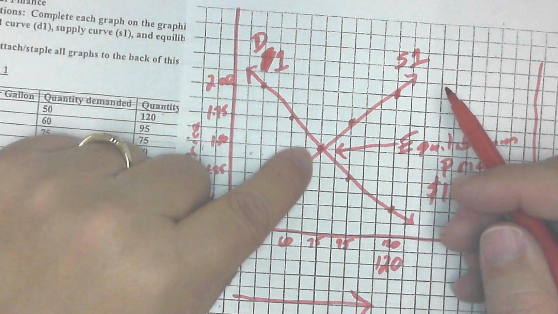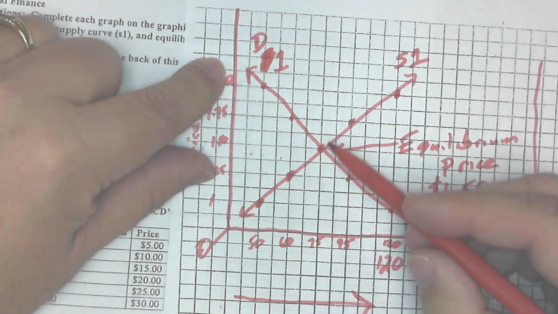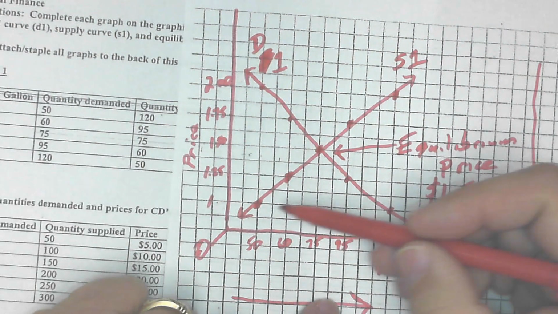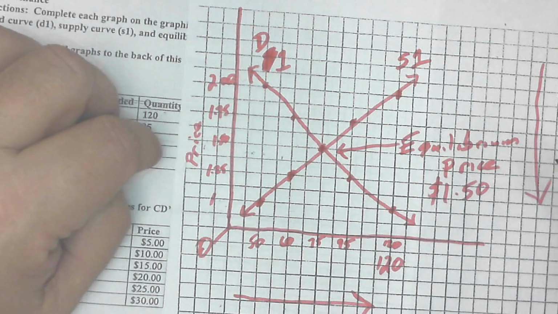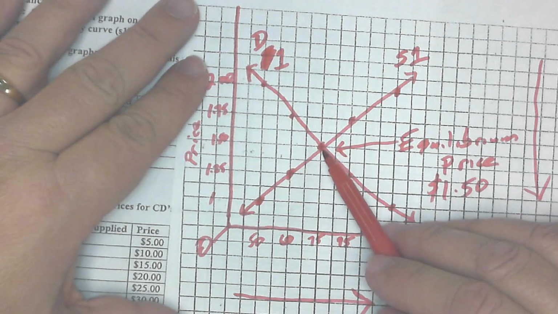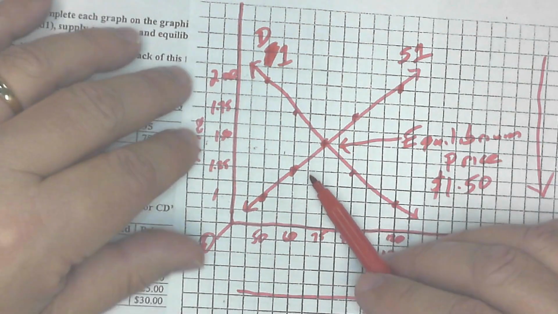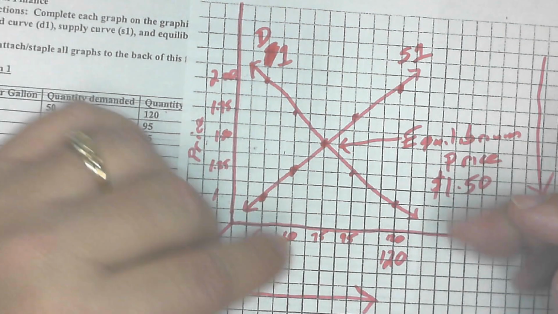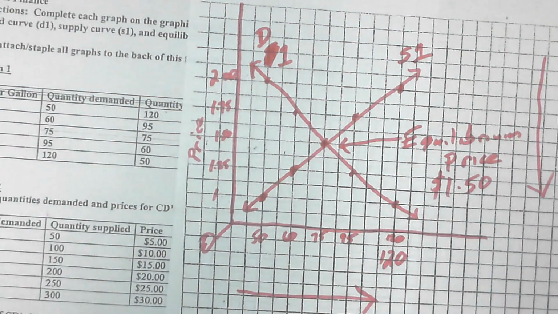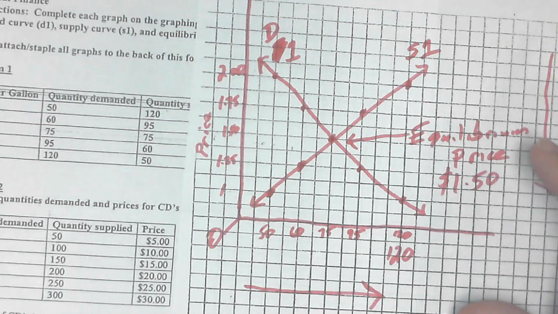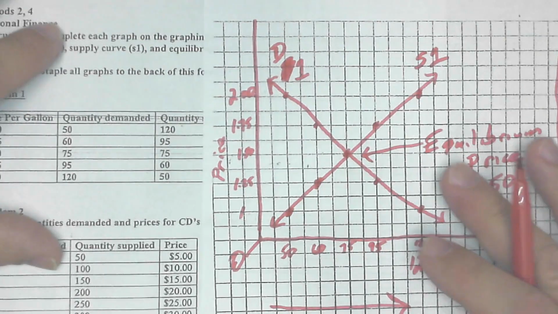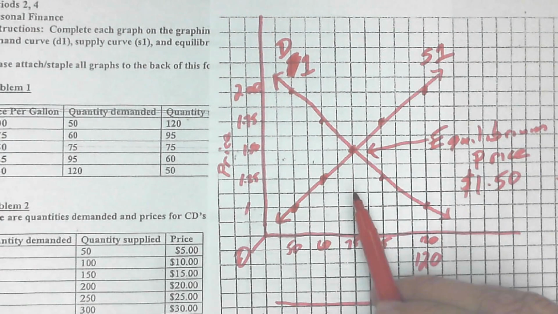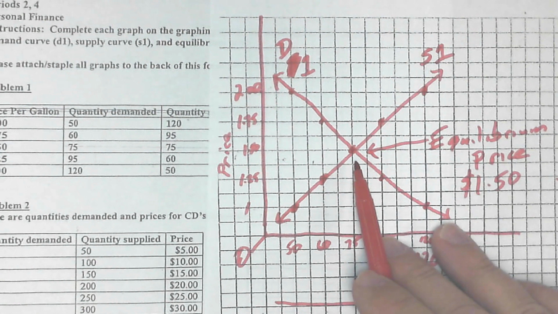Because if the price goes up, remember, demand's going to go down. So if the price goes down, demand's going to go up. So the gas companies want to provide, it's a balancing act. It's a big balancing act. So there's number one, and we get our equilibrium price of $1.50.